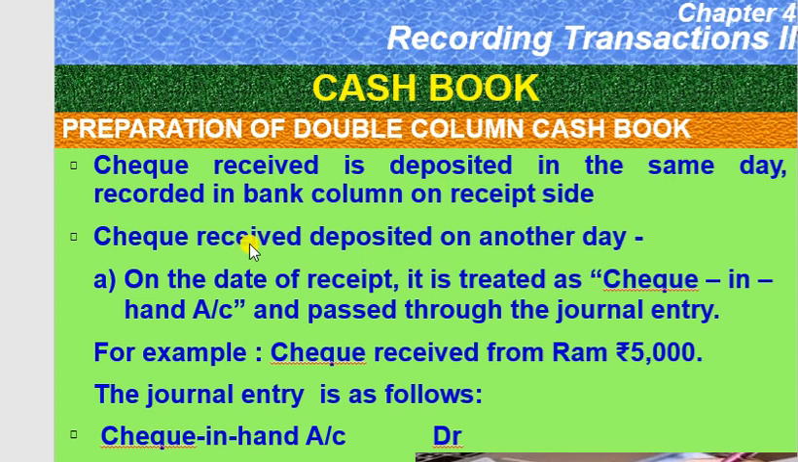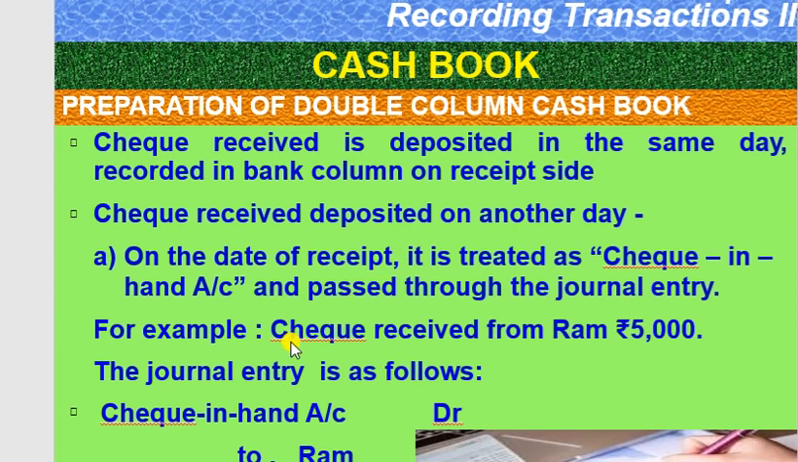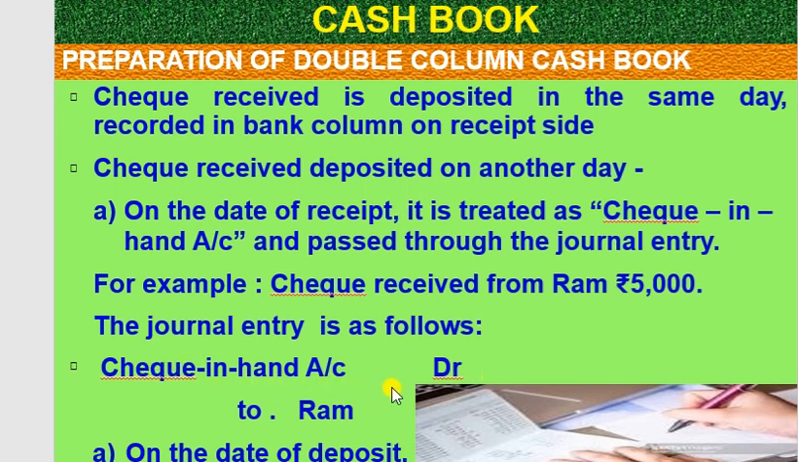Another case: a check received and deposited on another day. So on the date of receipt we have not deposited it into the bank. At that time we will treat it as a check in hand. On the date the check is received, it is treated as check in hand and we will pass a journal entry. Suppose, see the example, check received from Ram rupees 5,000. That means it is not deposited in the bank. So we will write the journal entry: check in hand account debit to Ram account 5,000.